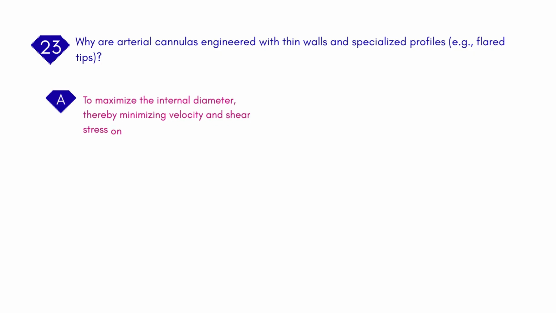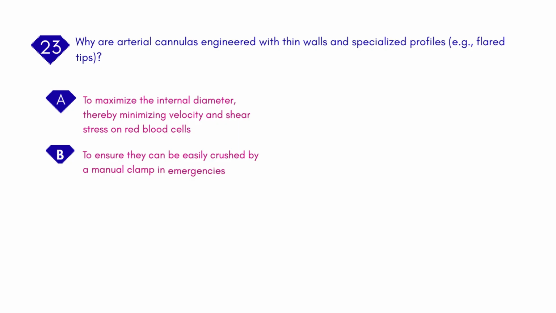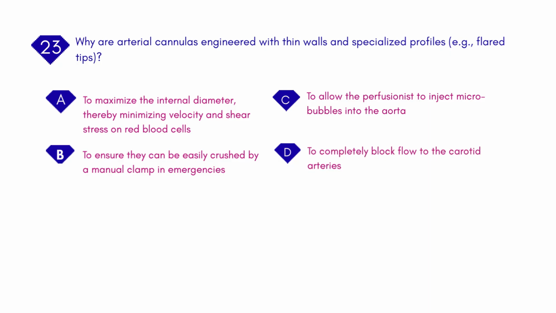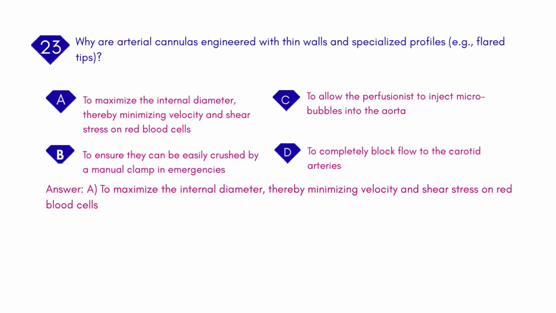Why are arterial cannulas engineered with thin walls and specialized profiles, e.g., flared tips? A. To maximize the internal diameter, thereby minimizing velocity and shear stress on red blood cells. B. To ensure they can be easily crushed by a manual clamp in emergencies. C. To allow the perfusionist to inject microbubbles into the aorta. D. To completely block flow to the carotid arteries. Answer: A. To maximize the internal diameter, thereby minimizing velocity and shear stress on red blood cells.